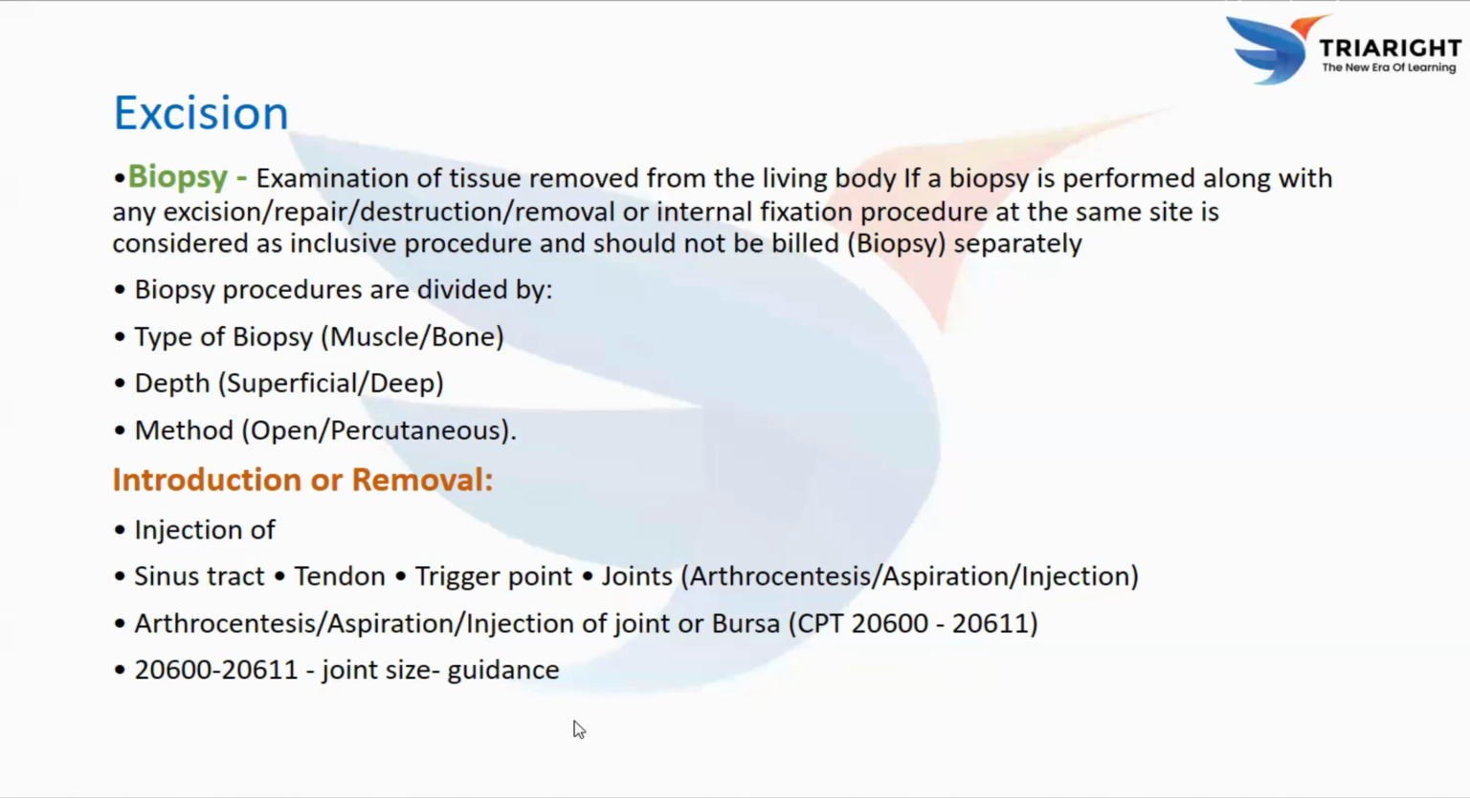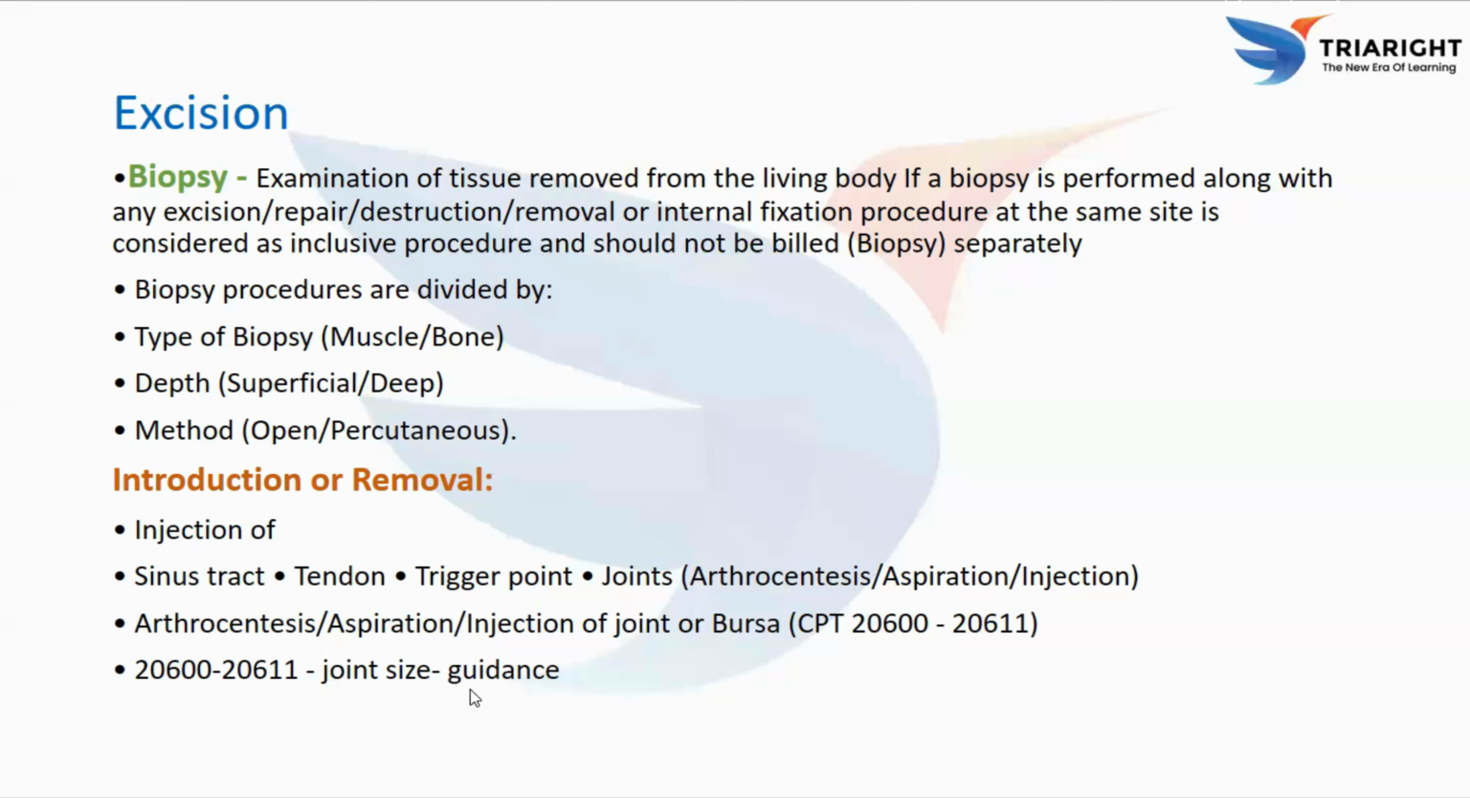So how are these codes classified? A, joint size. Joint sizes may be small joint, intermediate joint, and major joint. Small joint includes fingers, toes, 20,600 code range. Intermediate joint includes wrist, elbow, and ankle, 20,605 code range. And major joint includes knee, shoulder, and hip, whose code range is 20,610.